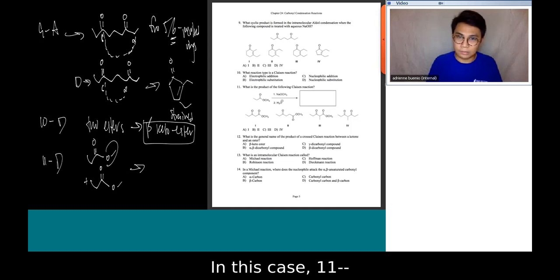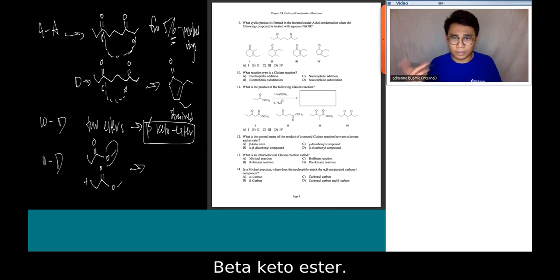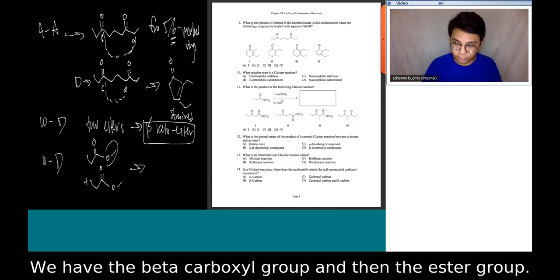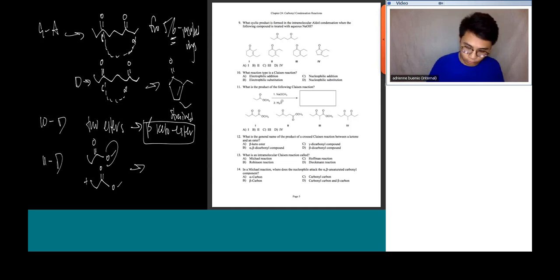In this case, 11. Oh, actually, it's C. Sorry about that. Beta keto ester. We have the beta carboxyl group and then the ester group, right? And for one, it's missing that methyl group.